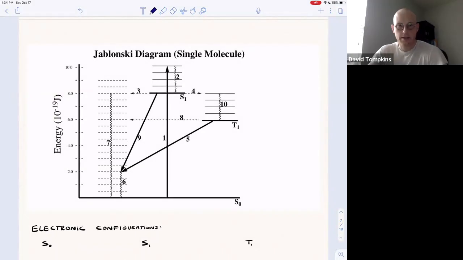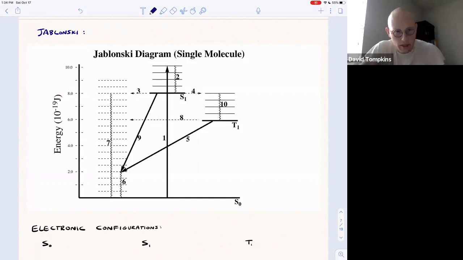Okay, so now in this lecture, we're going to talk about some of the different processes that can occur upon absorption of light for a single molecule, and this is described by the Jablonski diagram. So the Jablonski diagram is going to tell us about many of the possible transitions that a molecule can undergo when it absorbs a certain photon.